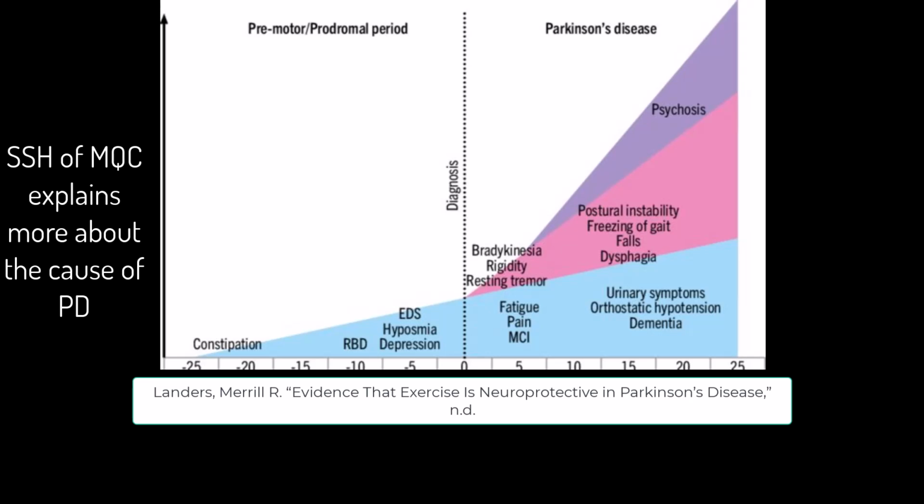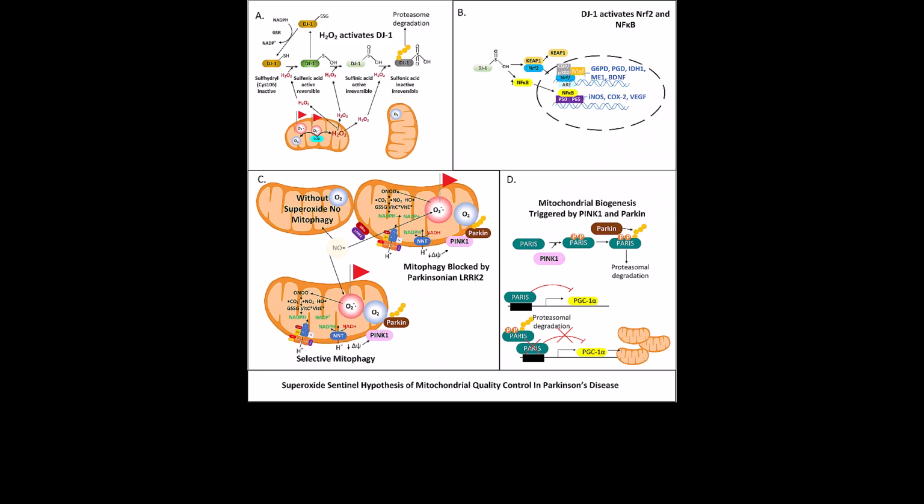Progression may be explained partly as a vicious cycle. Once a population of mitochondria reaches a threshold of accumulated inefficient mitochondria, SSH of MQC becomes less effective, causing a downward spiral. Understanding SSH of MQC may make it possible to improve the quality of the population of mitochondria in the brain and partly reverse or slow the progression of PD.